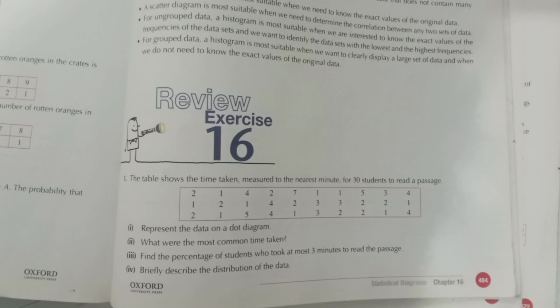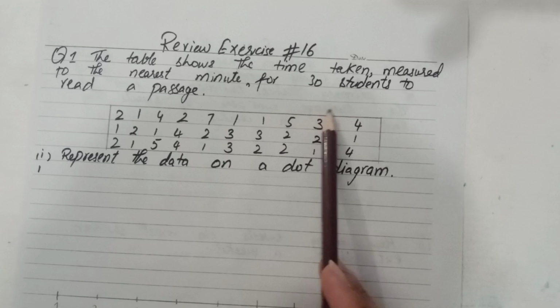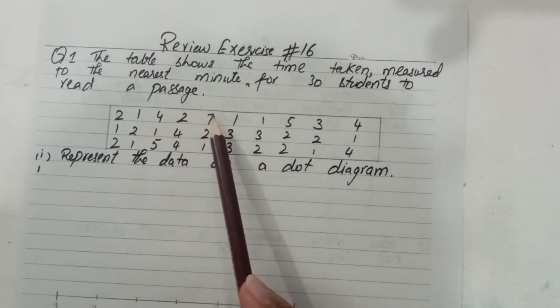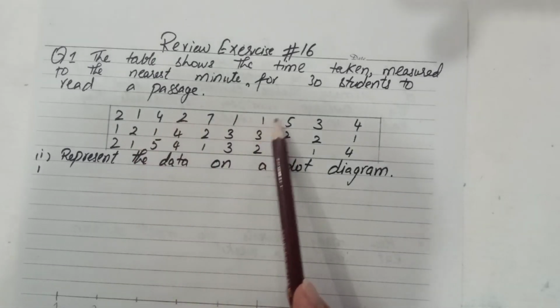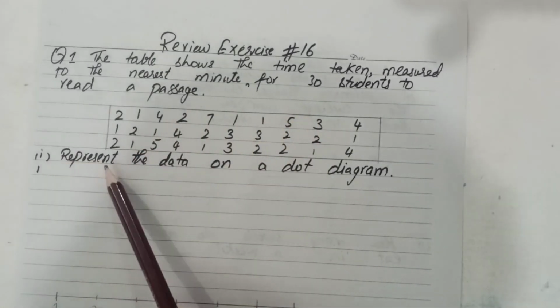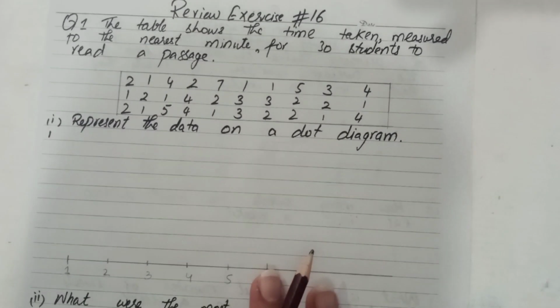Today we will do review exercise 16 of book T2, from question number 1 to question number 7. Let's start, students. Question number 1: the table shows the time taken, measured to the nearest minute, for 30 students to read a passage. That is the data provided to us. In part 1, we have to represent this data on a dot diagram.